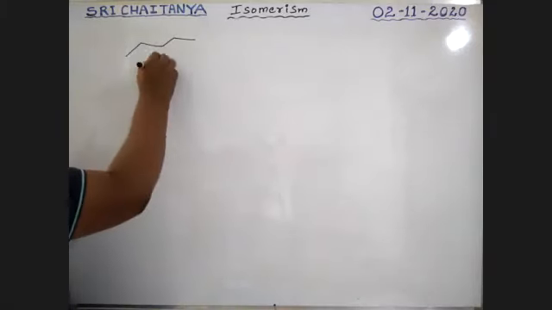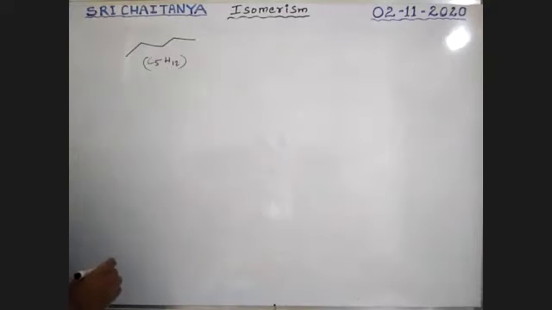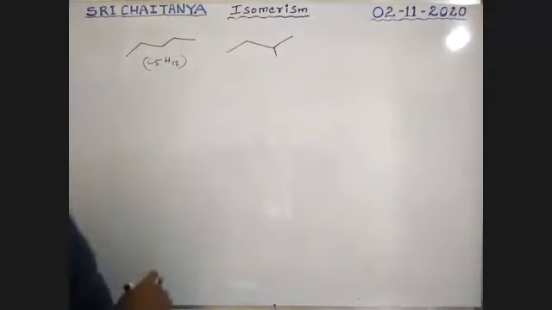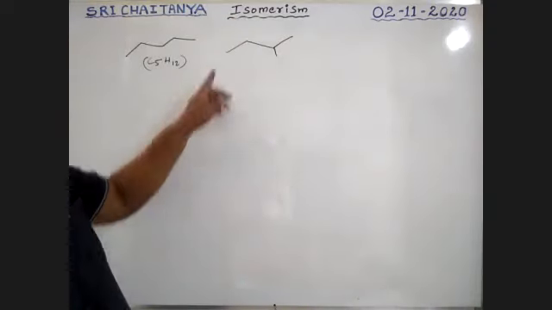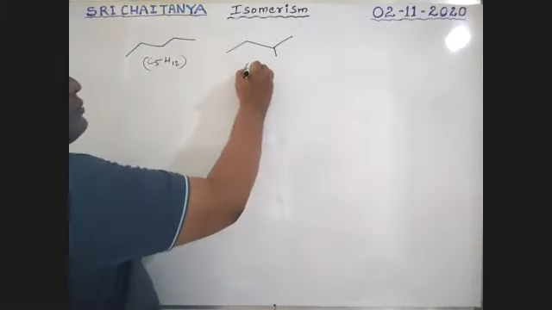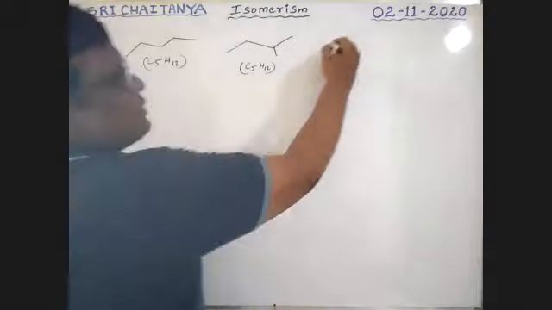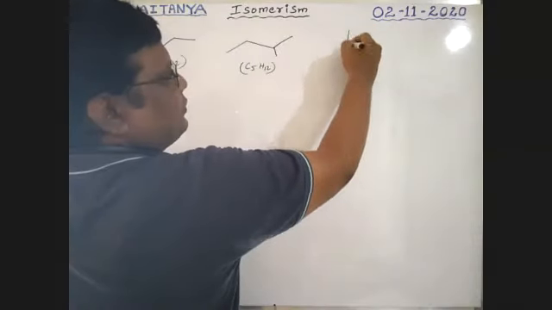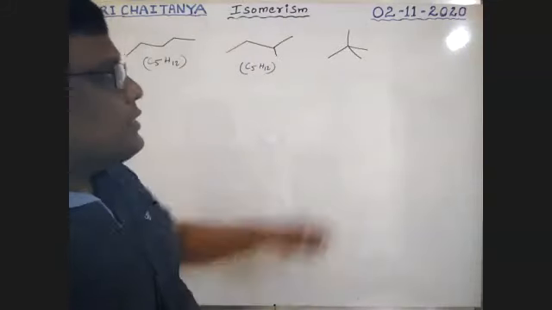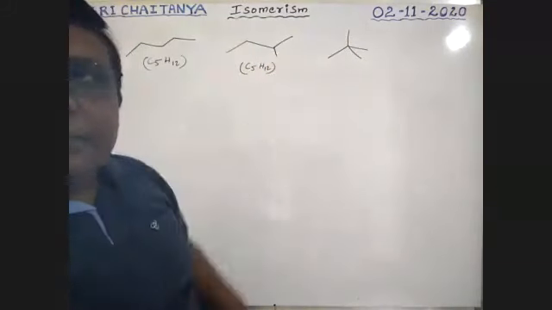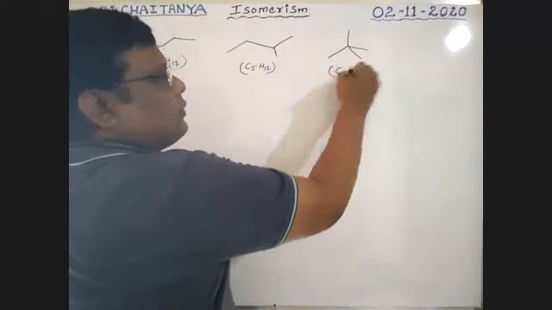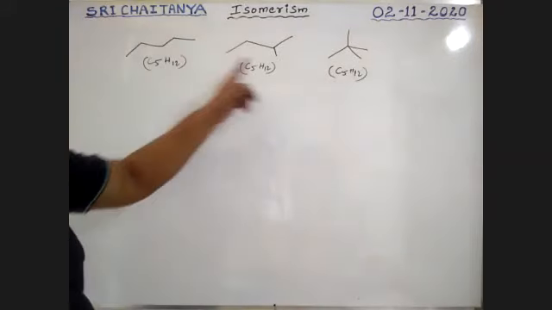Formula C5H12. So the same compound I'm writing like this: 1, 2, 3, 4, 5. C5H12 here also. Next, I'm writing like this: 1, 2, 3, 4, 5. Here also C5H12. But are all these the same or different, boys?